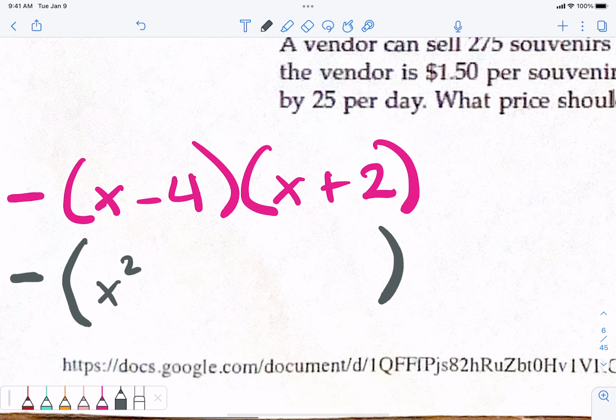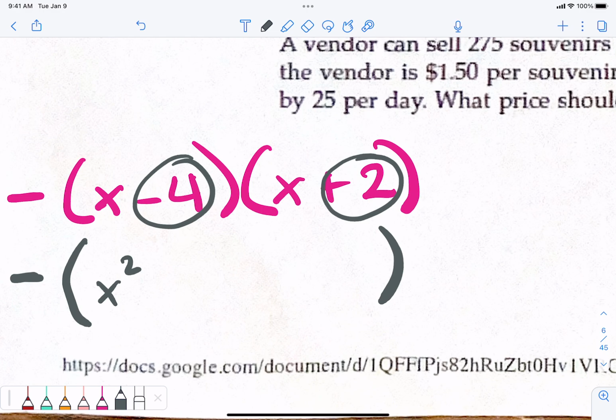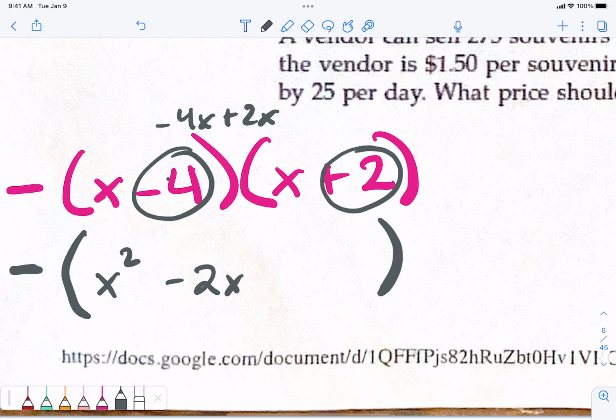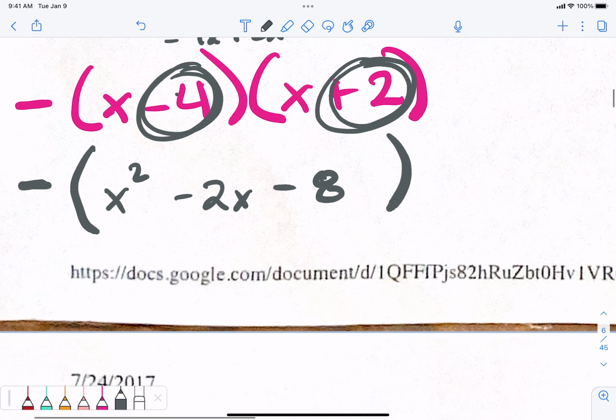X squared, and then what? You're foiling, right? X times x is x squared. Negative 4 times x is minus 4x, plus 2x, so minus 2x. And then negative 4 times positive 2 is minus 8. Minus 8, yeah? Okay, good? Happy with that?